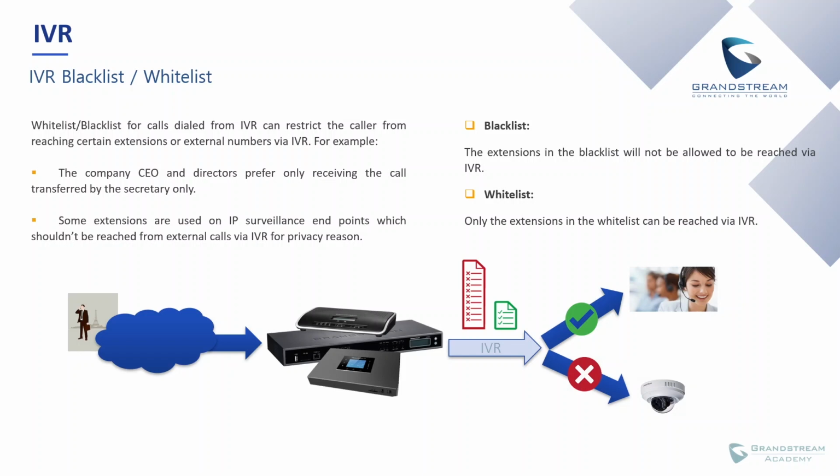In some scenarios, the IP-PBX administrator needs to restrict the extensions that can be reached from IVR. For example, the company CEO and the directors prefer only receiving calls transferred by the secretary. Some special extensions are on IP surveillance endpoints, which shouldn't be reached from external calls via IVR for privacy reasons. UCM supports blacklist and whitelist in IVR settings for users to manage this, and it has up to 500 extensions that can be allowed or blocked.